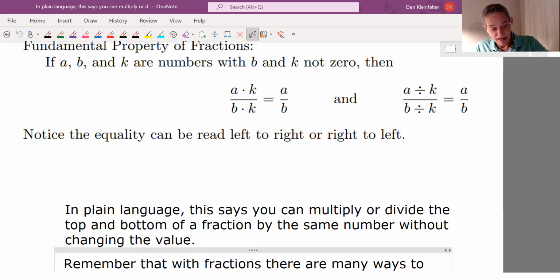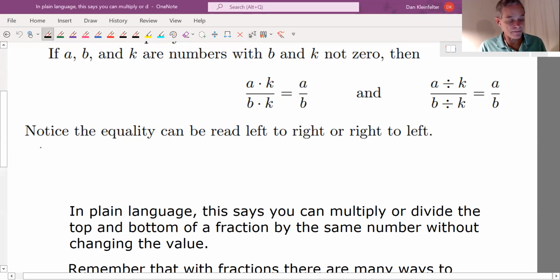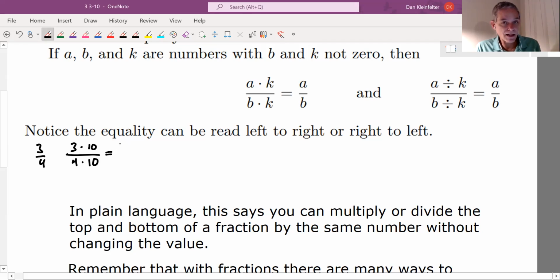So let's see some examples. For a couple of quick examples, let's say we have the fraction 3/4. If I multiply the numerator by 10 and the denominator by 10, in other words, K is 10 here, in the numerator we'll now have 30, and in the denominator we'll have 40. We've multiplied the numerator and denominator by 10.